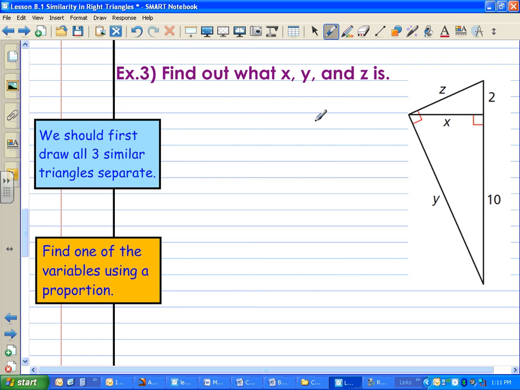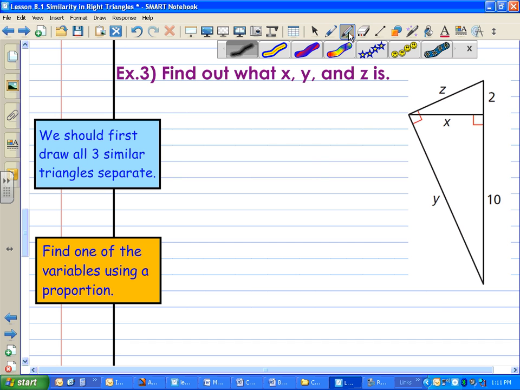Okay, find out what x, y, and z is. Okay, this is really tricky right now. Look at this triangle. Now, you know there's 3 triangles here that are all similar, right? So here's the best approach to do this. Why don't we draw the 3 triangles again, and let's try and do it that way instead. And then I can start showing you shortcuts in class if you want. Right now, let's do it the long way.